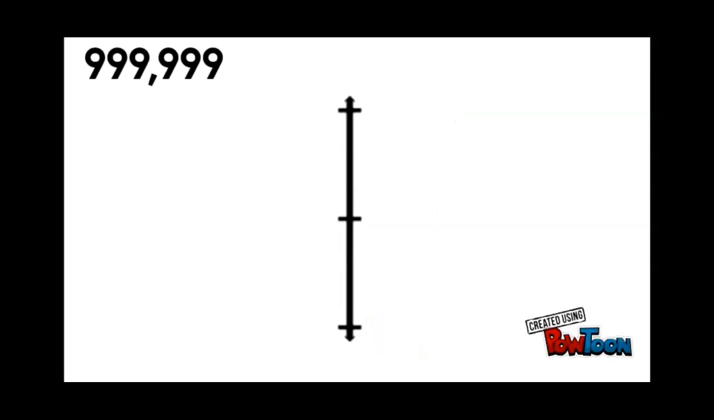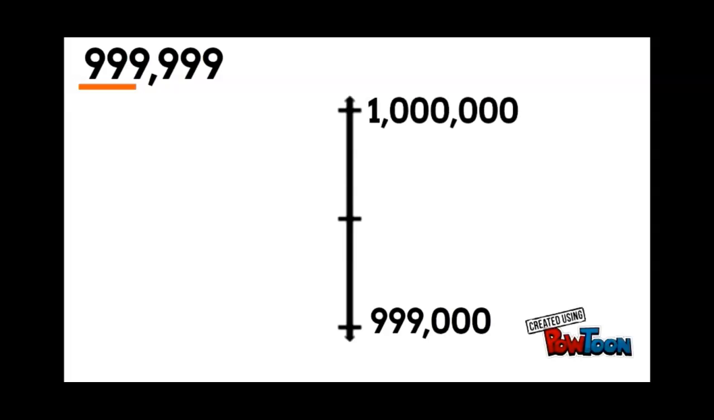Last example, 999,999. So look in the thousands place. So our lower estimate will be 999,000, and one more up for our upper estimate will be 1 million. So halfway would be 999,500.